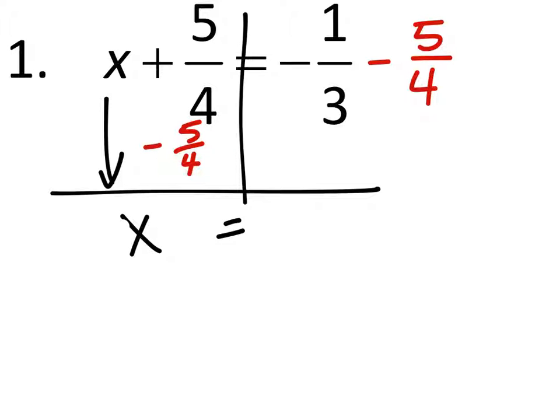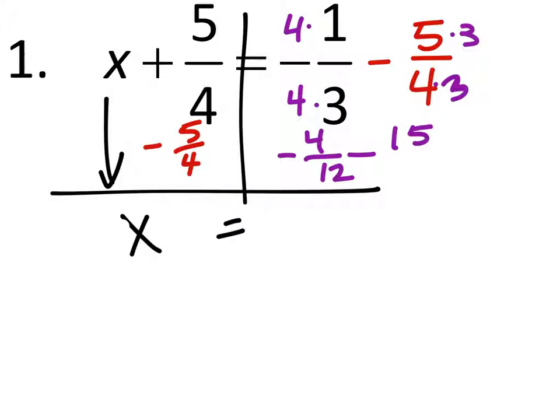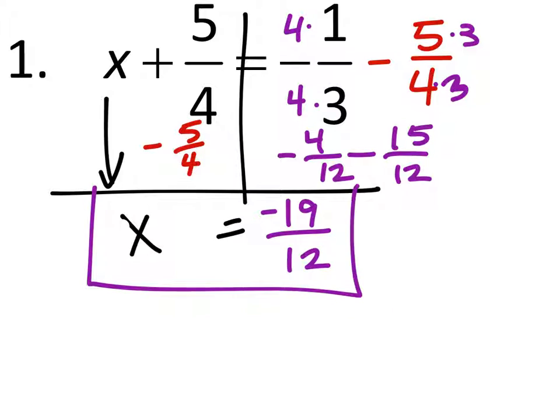I got negative 1/3 minus 5/4. So I need common denominators. I'm going to use 12. So I'll multiply negative 1/3 by 4 and 4, and the 5/4 I'll multiply by 3 each. So this changes it to negative 4/12 minus 15/12, which when I combine, I got 12ths, but negative 4 minus 15 is negative 19. I'd call that good. That will do.